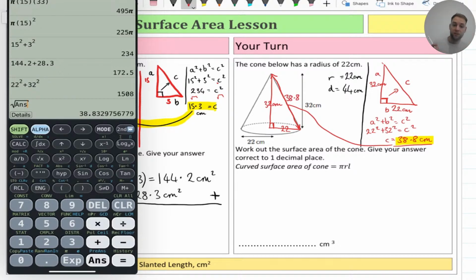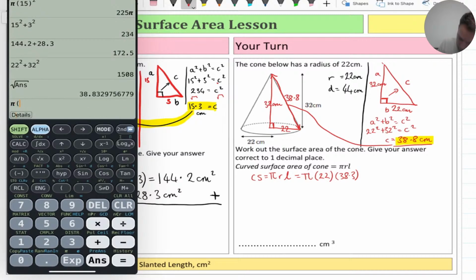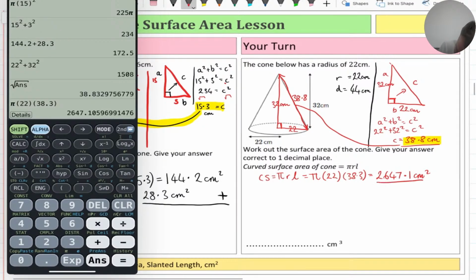So now we've got that part, we can find out what the surface area is by doing the curved surface, which is pi r L. So this is equal to pi times by 22 times by L, which is the 38.8. So let's just work out what that is. Shift pi times by 22 times by 38.3 is equal to 2,647.1 centimetres squared, like so.